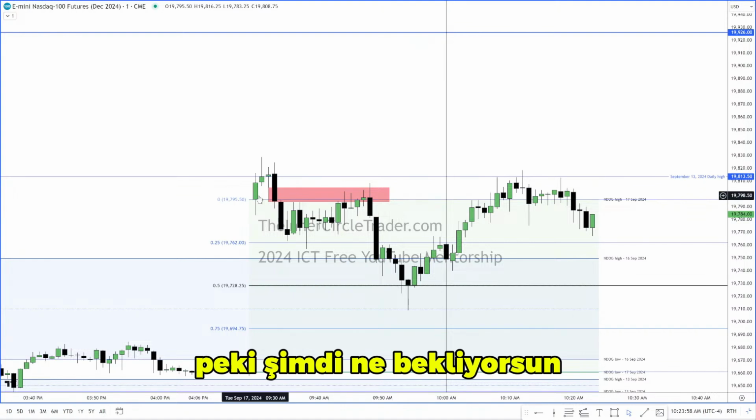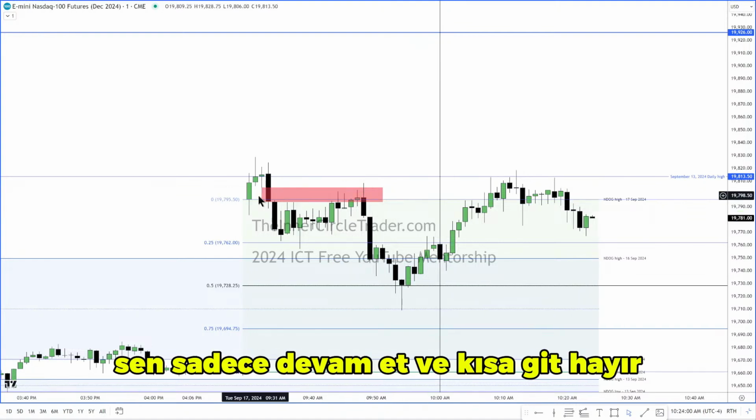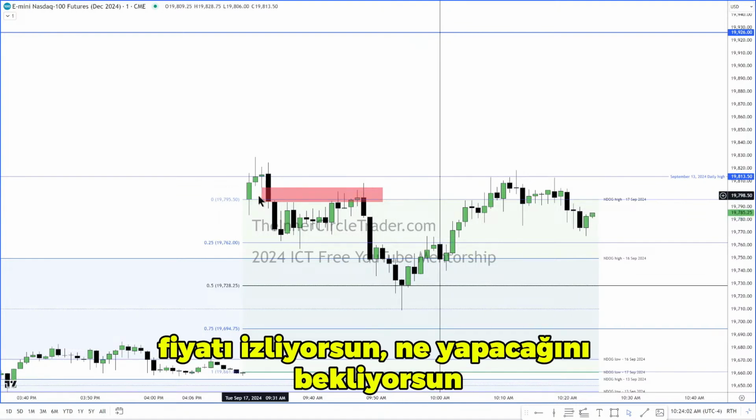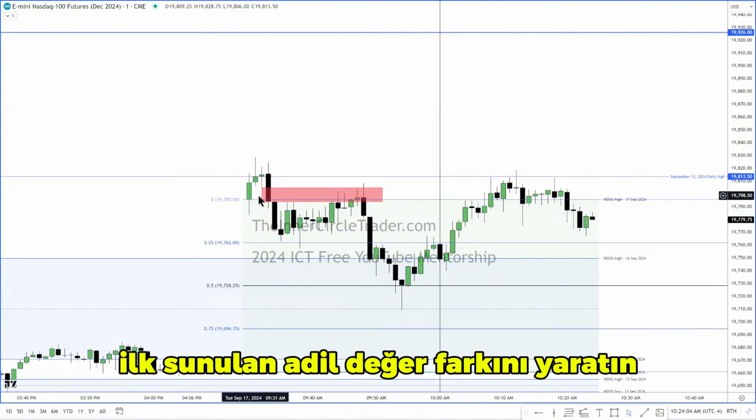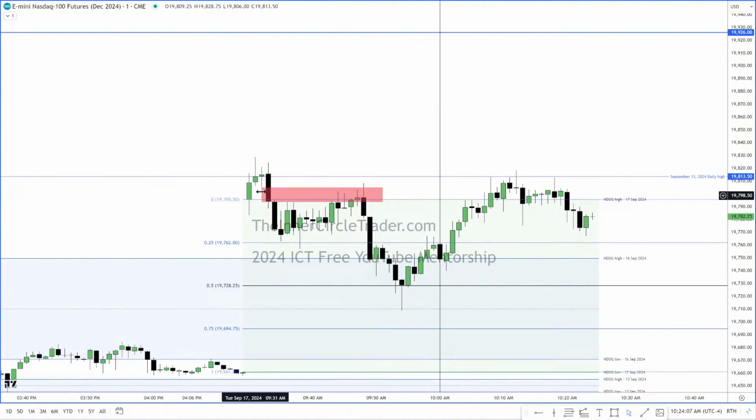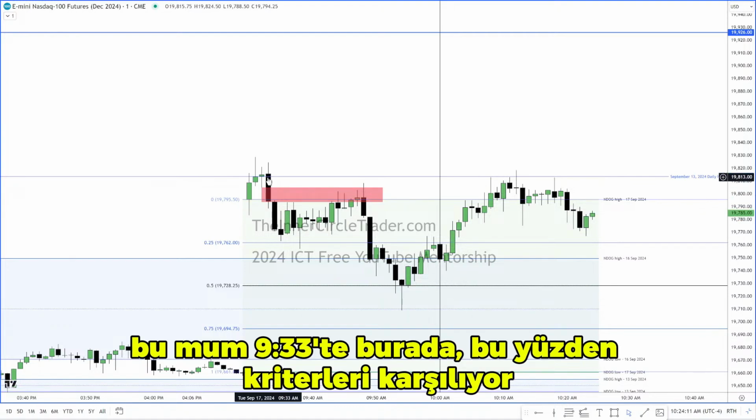So now what do you wait for? You just go in and go short? No. You watch price. You wait for it to do what? Create the first presented fair value gap. This is the first fair value gap. This candle here at 9:33. So it meets the criteria.